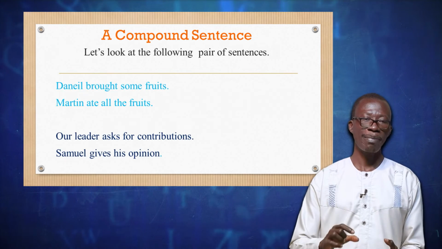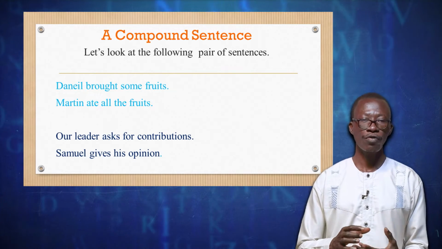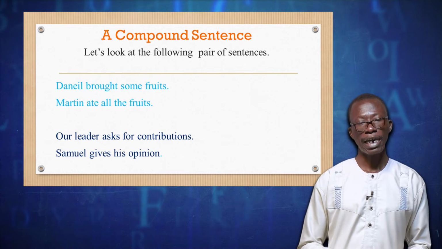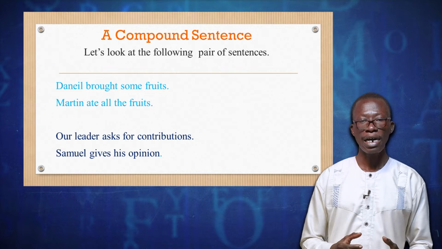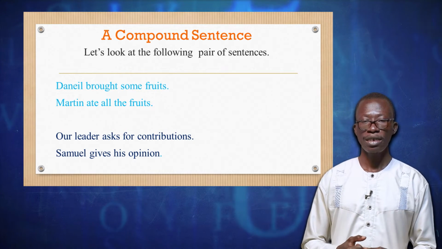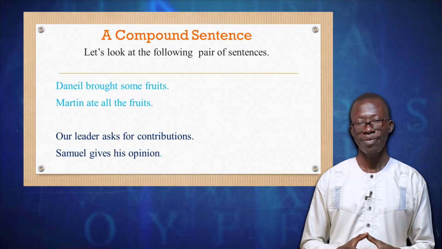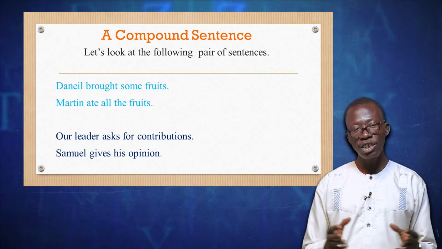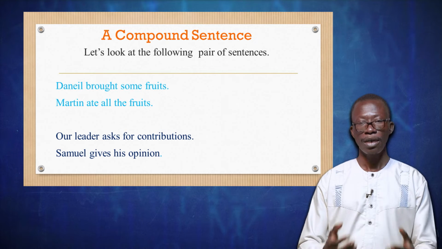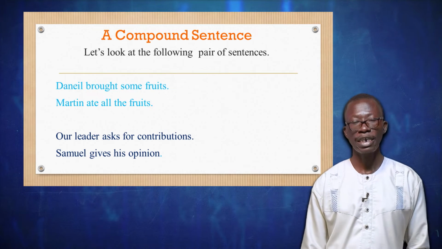So we have the first pair: Daniel brought some fruit. Martin ate all the fruit. And the second pair: our leader asks for contributions. Samuel gives his opinion. We are going to use these two pairs of sentences in building what is known as a compound sentence.